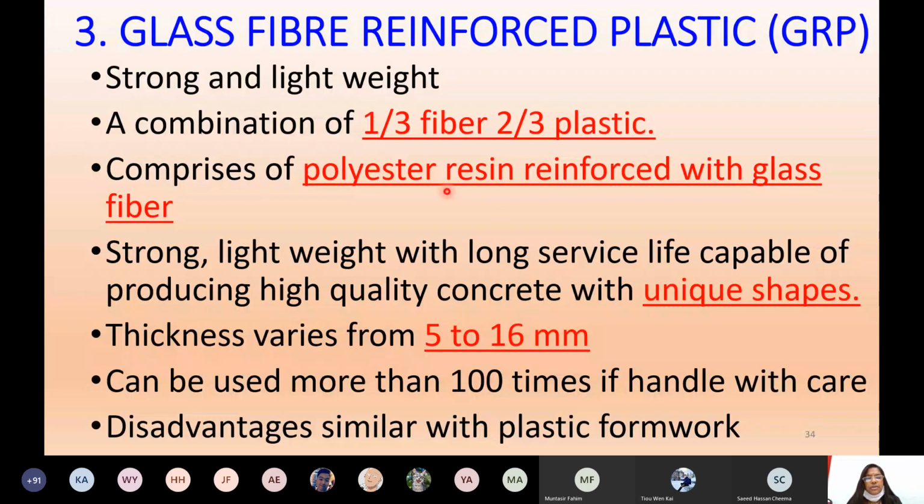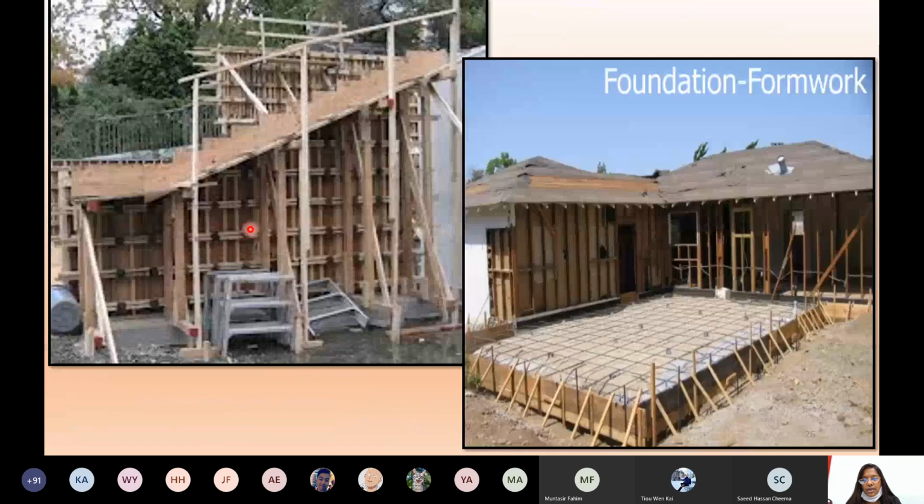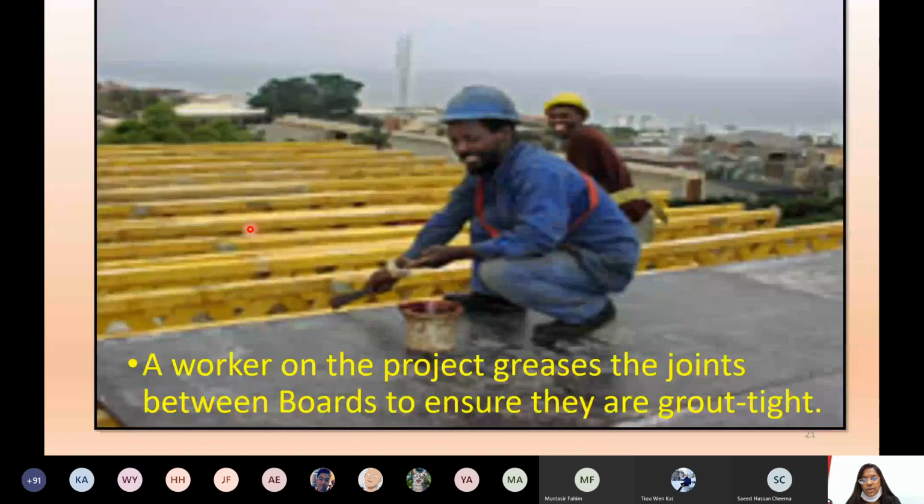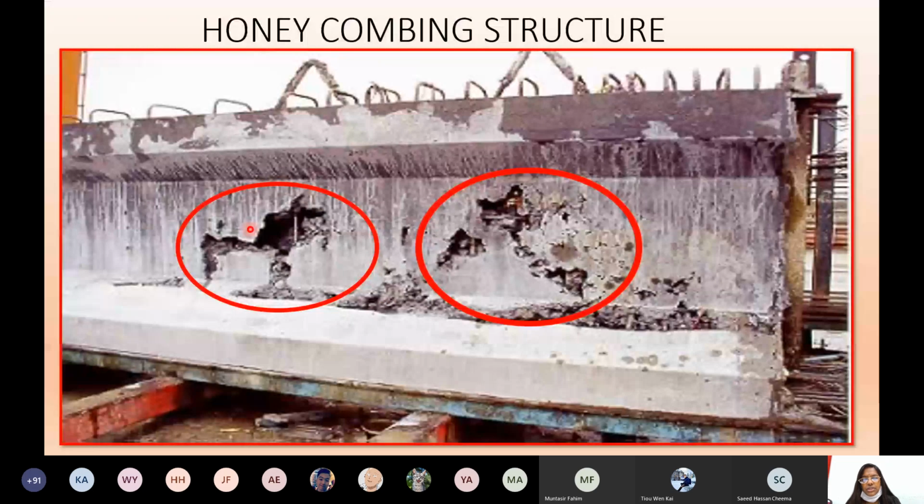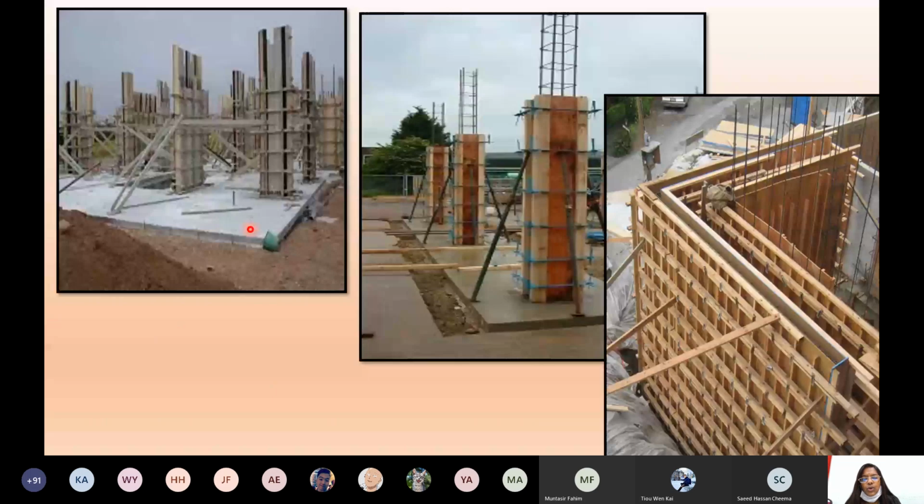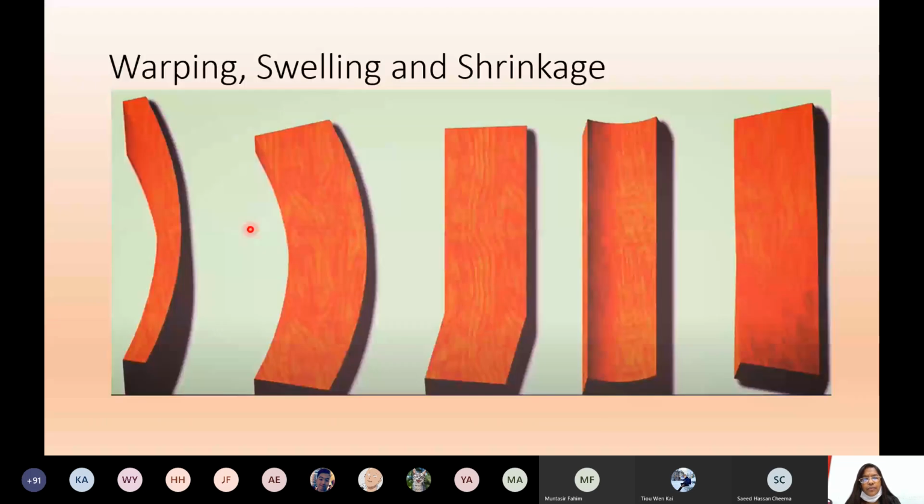Sometimes they use a combination of fiber and plastics. It comprises polyester resin reinforced with glass fiber. I showed in the diagram last time how the polymer looks. Glass reinforced polymer. You have many pictures. It will follow later. I will show you later on. Glass reinforced one.